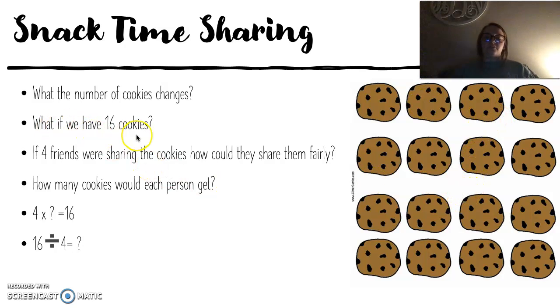So what if we have 16 cookies now? Then we have the visual of 16 cookies, and if 4 friends were sharing the cookies, how would they share them fairly? We would talk about how we have to evenly distribute these cookies between 4 people. So how many cookies would each of those people have in the end? We talk about how many cookies each person would get. So 4 times what? We would talk about what was missing. 4 times what equals 16, and making that connection.